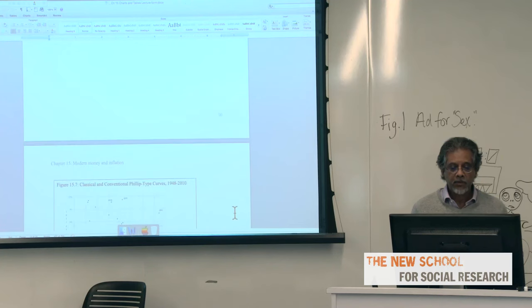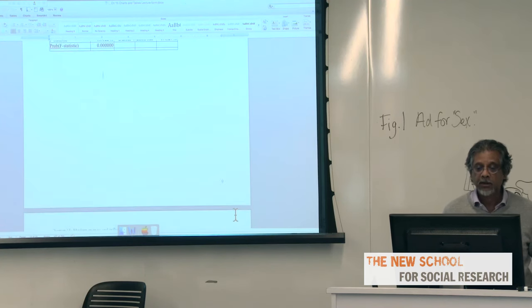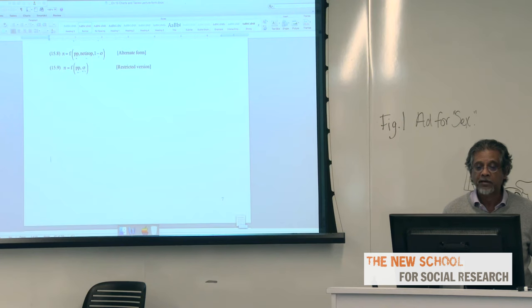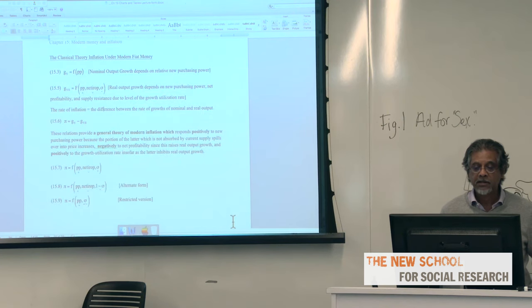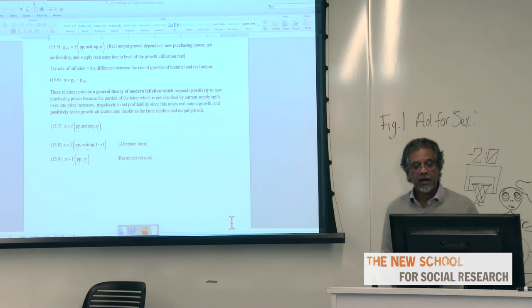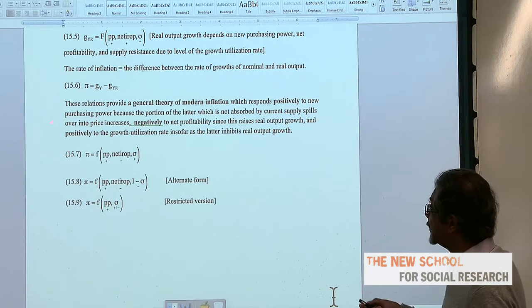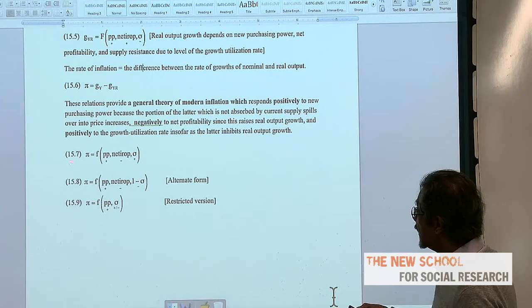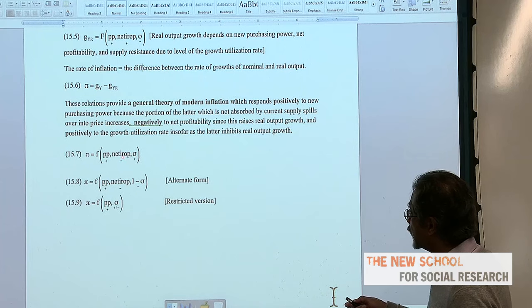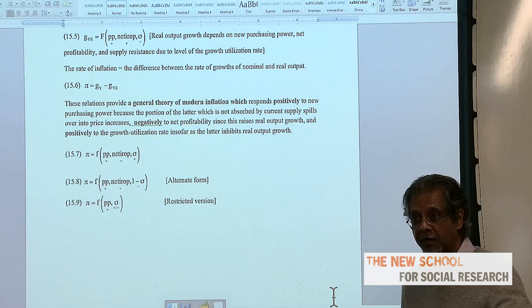So now we come to the third hypothesis. Let me remind you what the third hypothesis is, or the derived hypothesis. The derived hypothesis is that I have a relationship, therefore, given the first two relationships, an implicit relationship between inflation, purchasing power, net output, net profitability, and either the growth utilization rate or the slack in the growth utilization rate, in this form. And this is the form I'm going to use because it gives you a relationship that has the same slope as a Phillips curve.